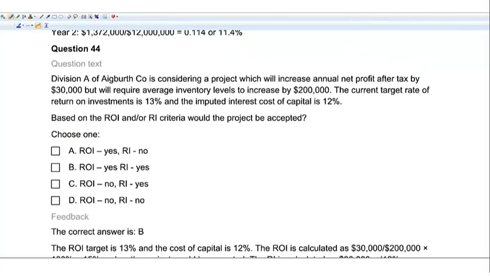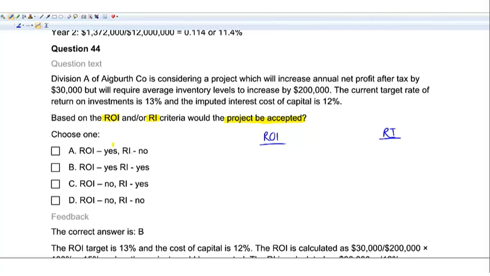Question 44 is from the performance measurement area of the syllabus, and it tests your understanding of return on investment and residual income being used as performance measures. Let's look at the requirement firstly. The question states, based on the return on investment and/or the residual income criteria, would the project be accepted? So there are 2 different performance measures that we are testing in this question: return on investment and residual income.